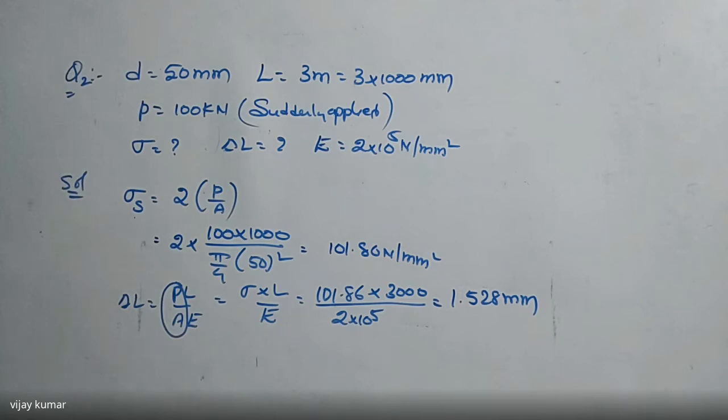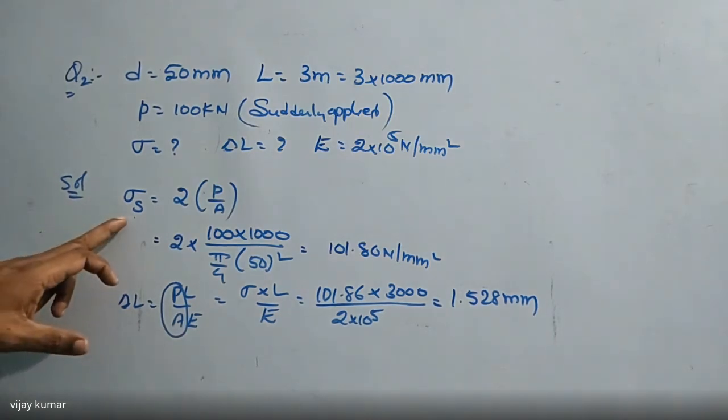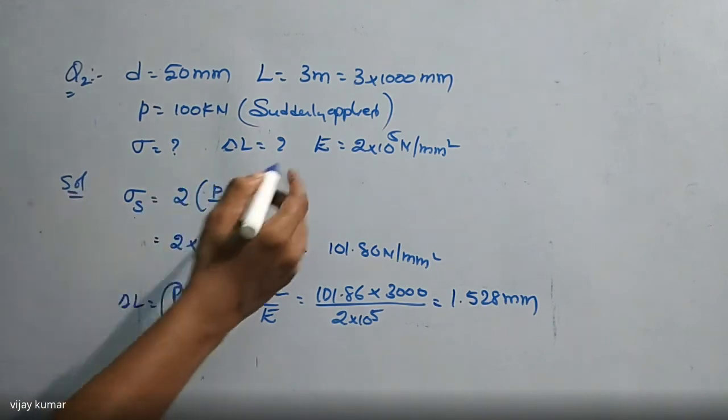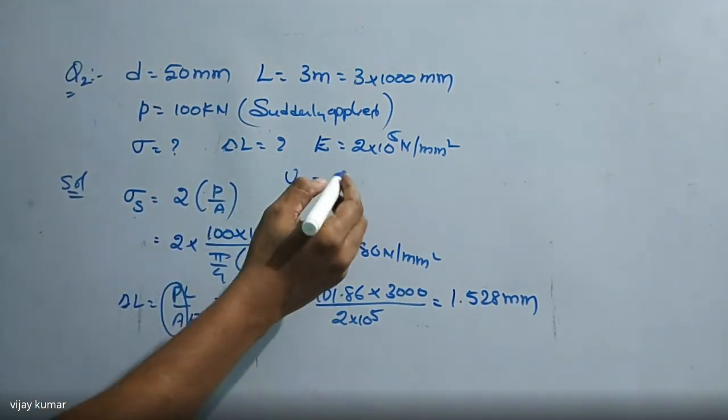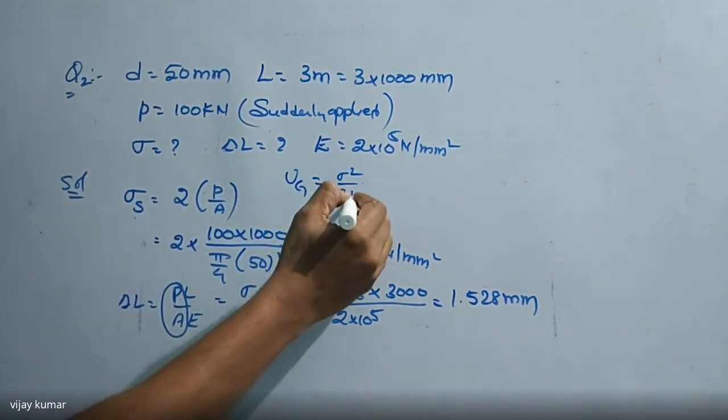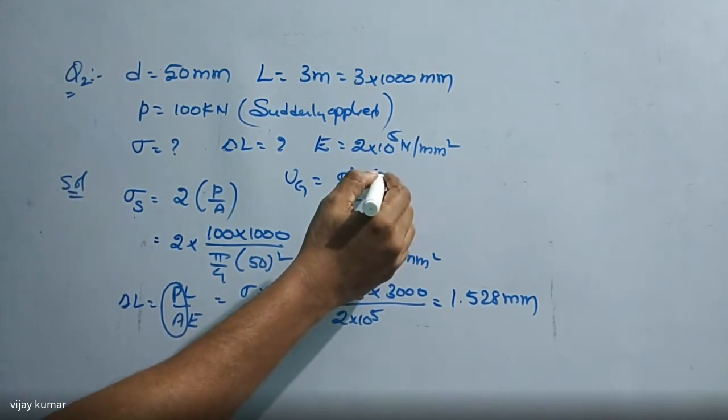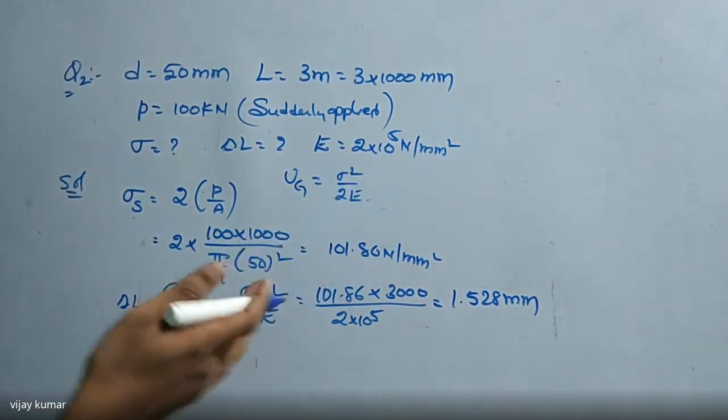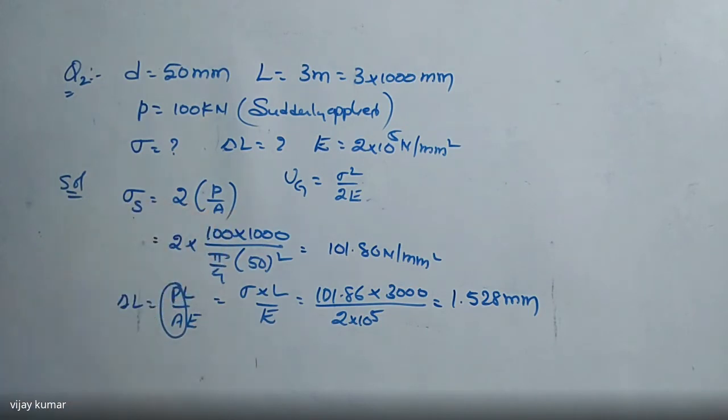Did you get the point or not? So why am I going to apply this one now? For gradual applied load, that is sigma square by 2E into volume. That is the value. For suddenly applied load, it is P by A. Did you get my point or not? That is two times we are getting that value.